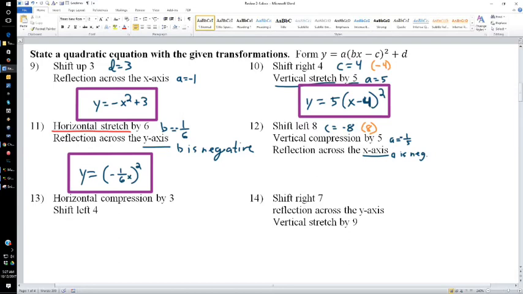So y equals negative 1/5. There's no b value, so I put the x. There's a c value, so plus 8 squared, no d value.